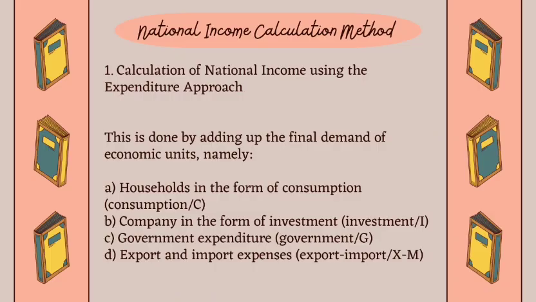National income calculation method. 1. Calculation of national income using the expenditure approach. This is done by adding up the final demand of economic units, namely A. Households in the form of consumption, B. Companies in the form of investment, C. Government expenditure, D. Export and import expenses.